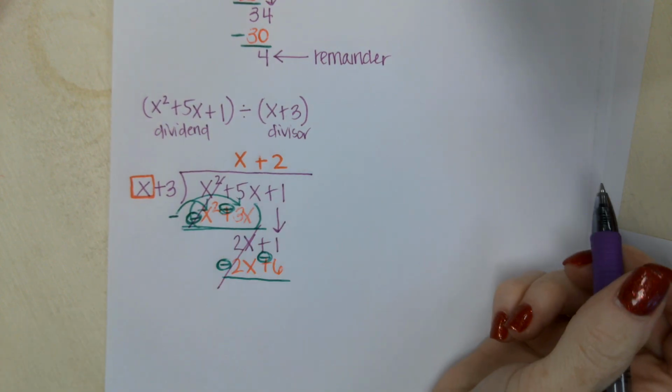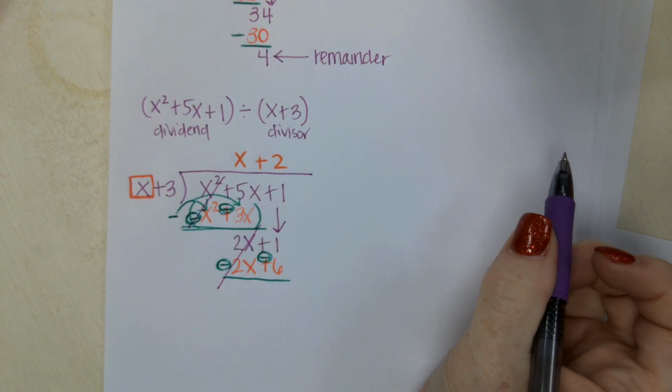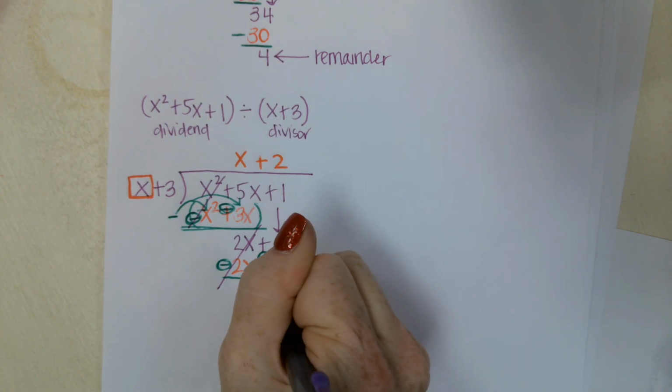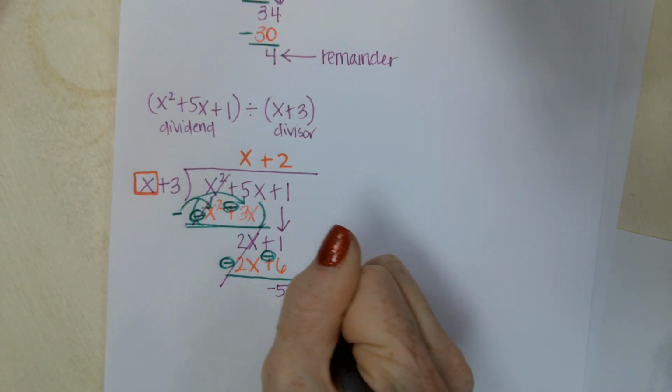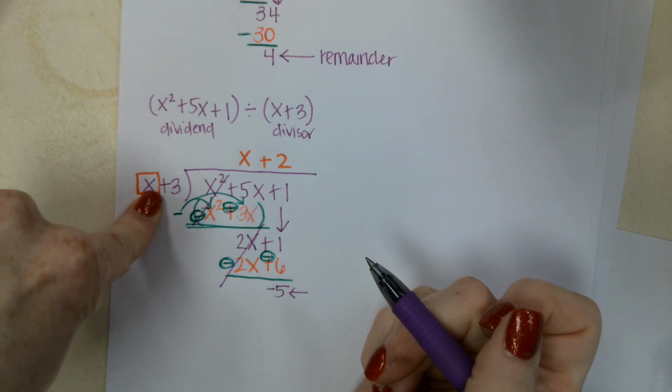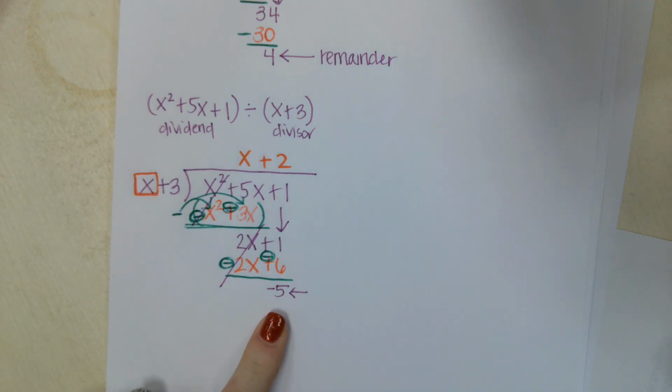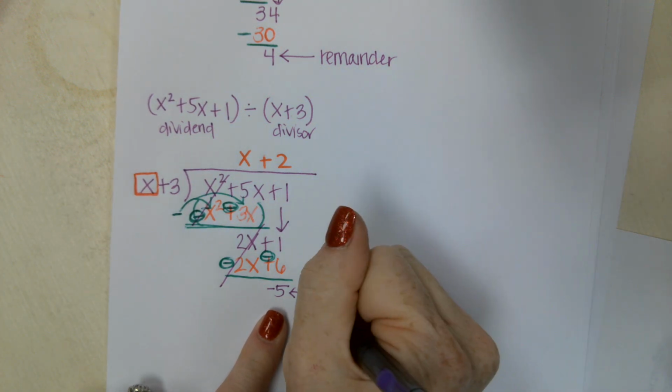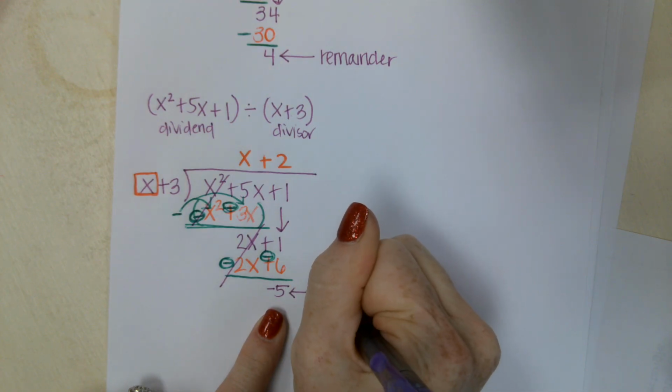My 2x's cancel. And what do I have? I have negative 5. This right here, because I cannot multiply anything by x to give me exactly 5, this right here is my remainder.